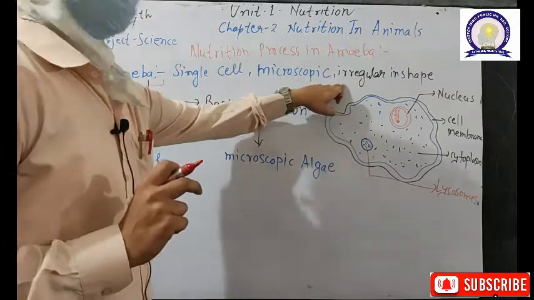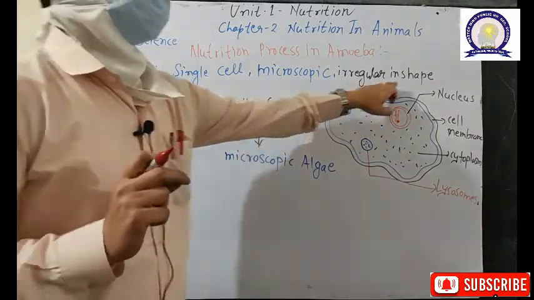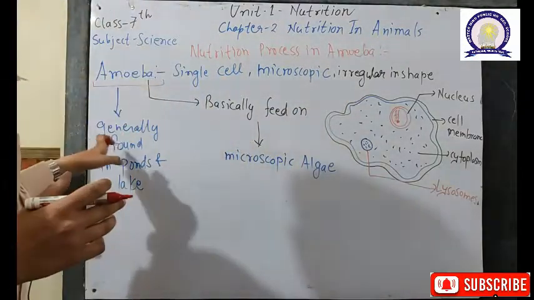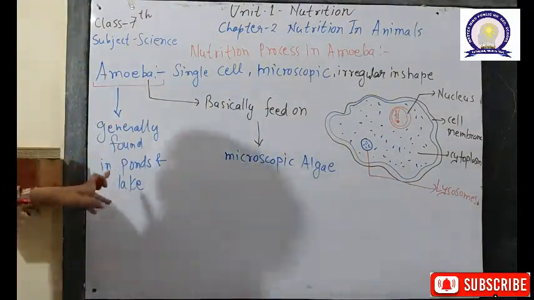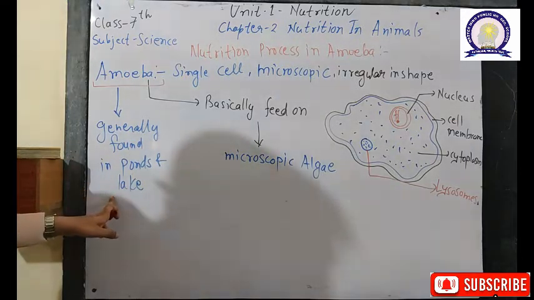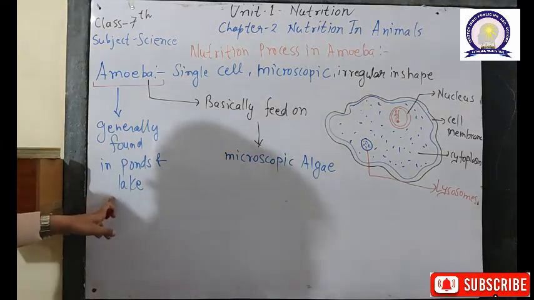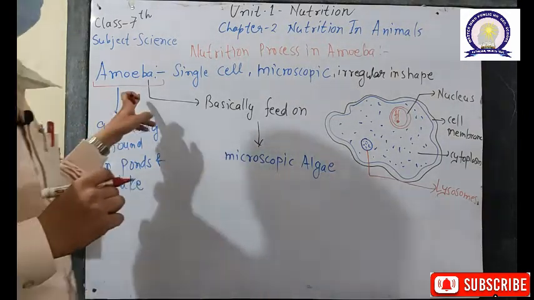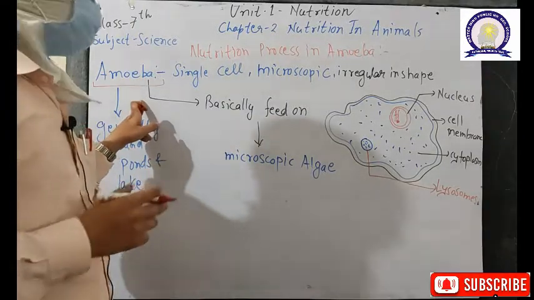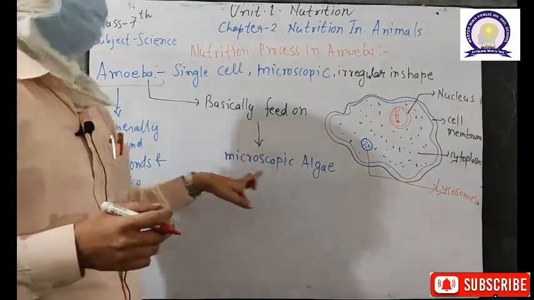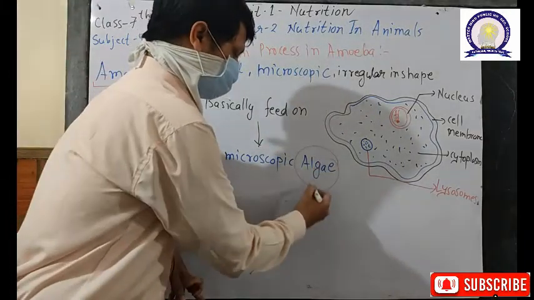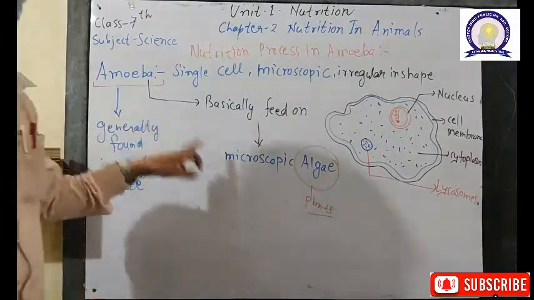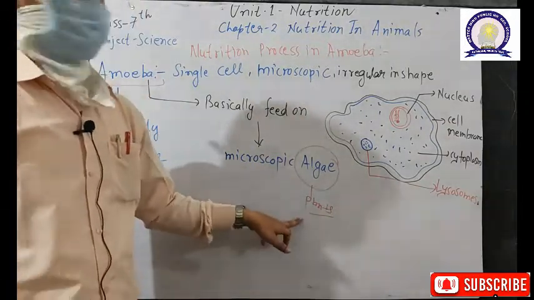And its shape is not definite. That means it has an irregular shape. It continuously changes its shape because of the process, and generally it is found in ponds and lakes. That means it is an aqueous animal. That means it only lives in an aqueous medium, that is, in the water. And what does it feed on? So basically it feeds on microscopic algae, and algae we already told is a microscopic small plant. So mainly amoeba feeds on the microscopic algae. Those are microscopic plants.